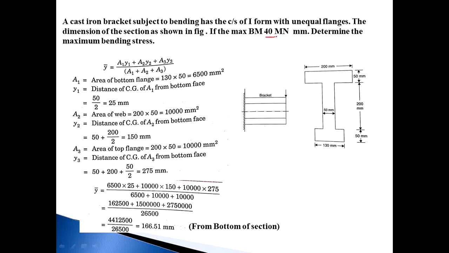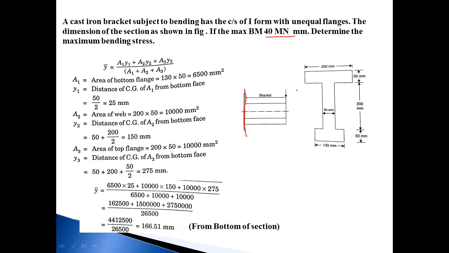If the maximum bending moment is 40 meganewton mm, determine the maximum bending stress. So this is a cantilever section, and the bending moment on that section is 40 meganewton into mm, and the dimensions are: this is an unsymmetrical section, meaning the top flange dimension is 200 by 50, the web is 50 by 200, and the bottom flange is 130 by 50.